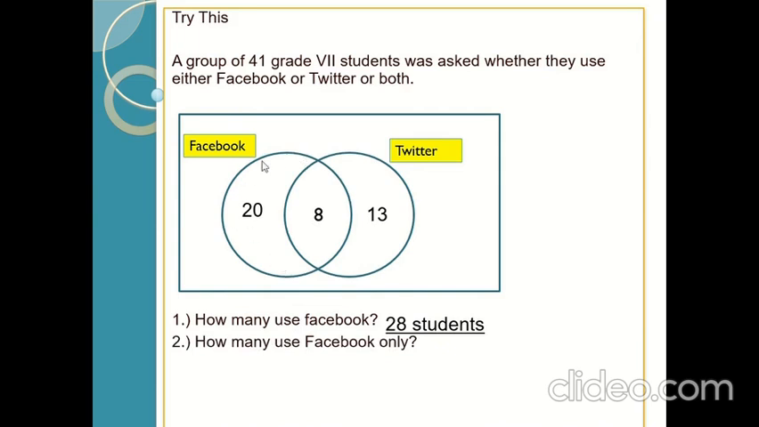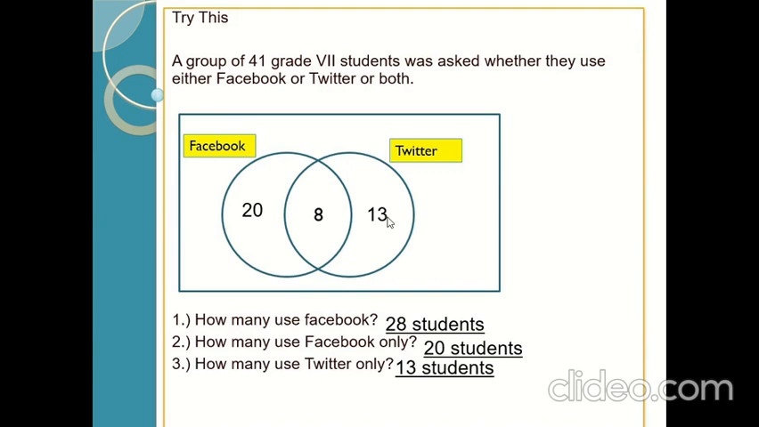Facebook only. That means Facebook but not Twitter. So get your answer in this region. That is 20. Now try this. How many use Twitter only? Correct. That is 13. Walang i-add na number because there is restriction because of the word only.